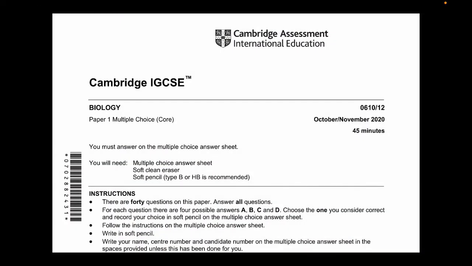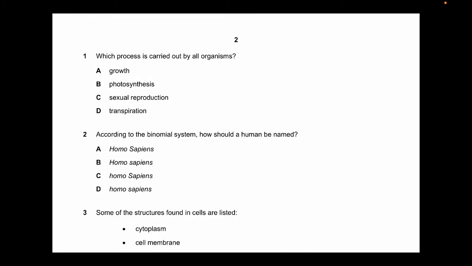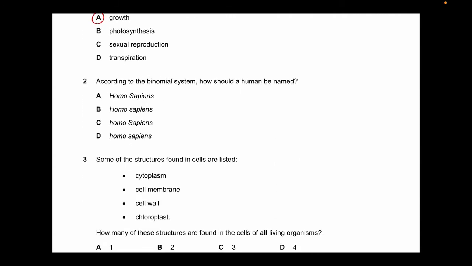Hello guys, today we'll be solving Cambridge Biology Paper 1 Multiple Choice Core Syllabus October-November 20 Paper 12. Which process is carried out by all organisms? We know that all organisms must grow, so option A is the correct answer.